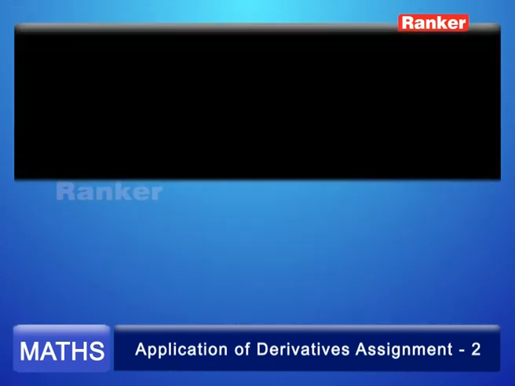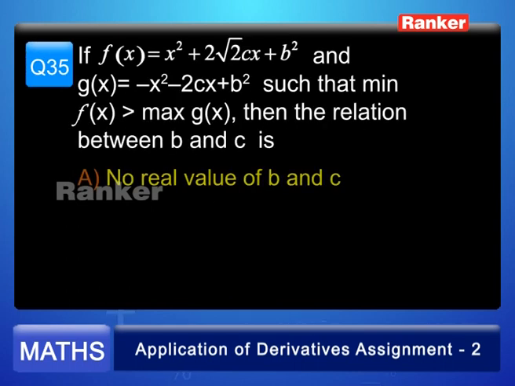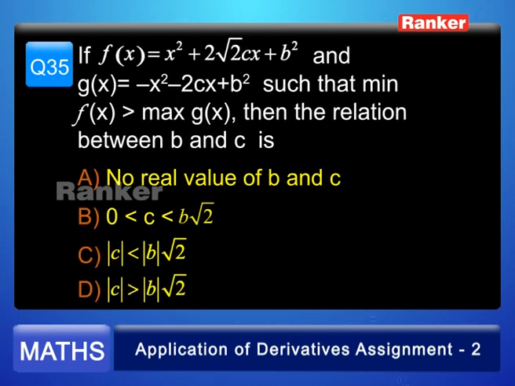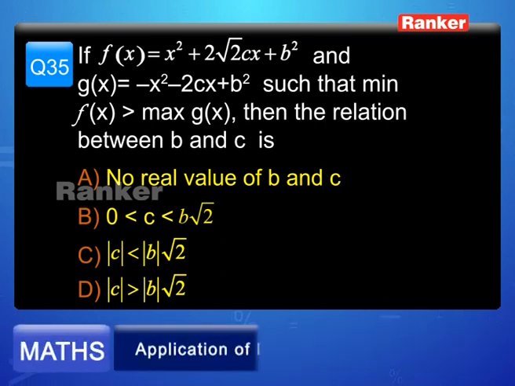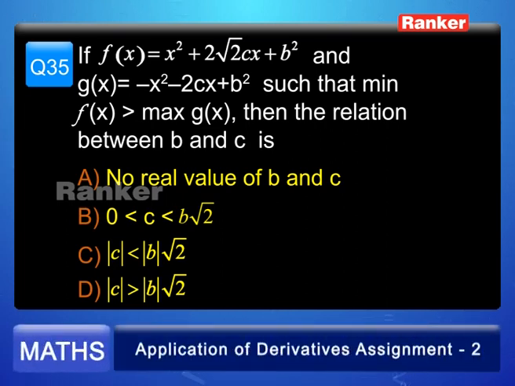If f of x is equal to x square plus 2 root 2 cx plus b square and g of x is equal to minus x square minus 2 cx plus b square, such that minimum of f of x is greater than maximum of g of x, then the relation between b and c is: option A, no real value of b and c; option B, c lies between 0 and b root 2; option C, mod c is less than mod b root 2; and option D, mod c is greater than mod b root 2.